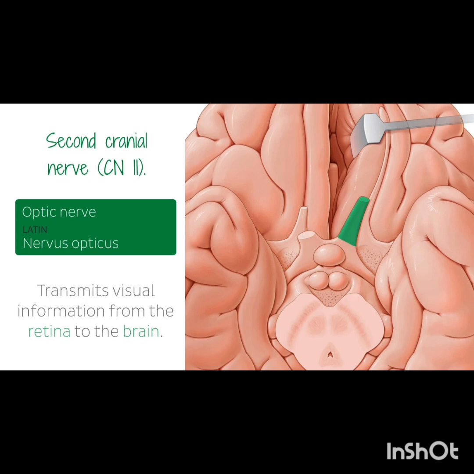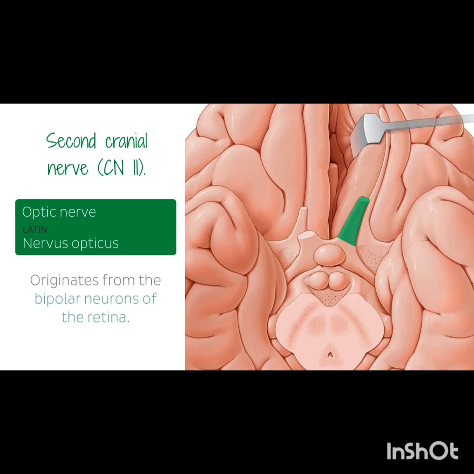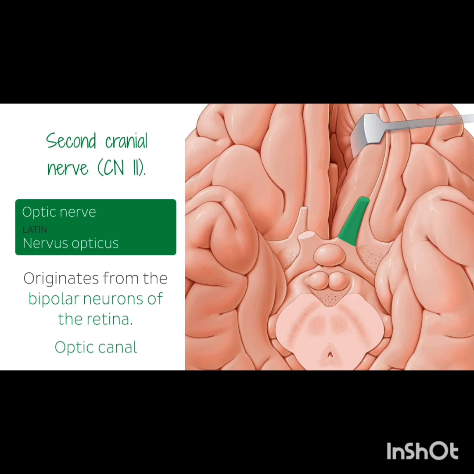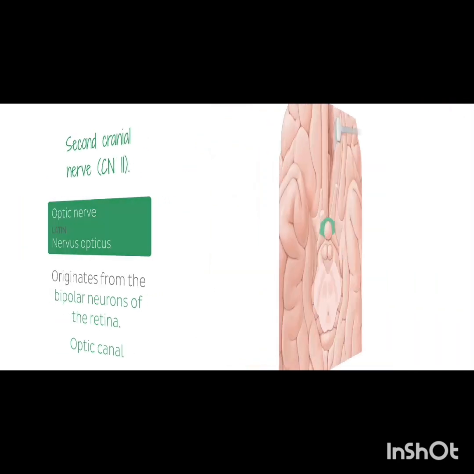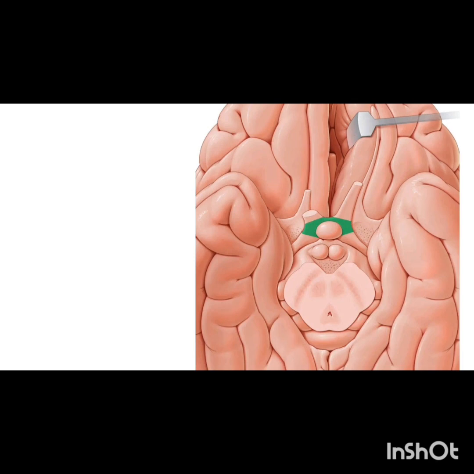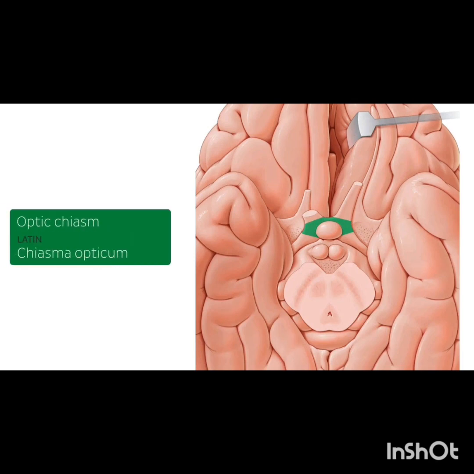This nerve originates from the bipolar neurons of the retina and leaves the orbit, entering the skull through the optic canal. The two nerves then run posteromedially and arrive at the optic chiasm, which happens to be the next structure that we're going to be highlighting on this image. This is the optic chiasm.